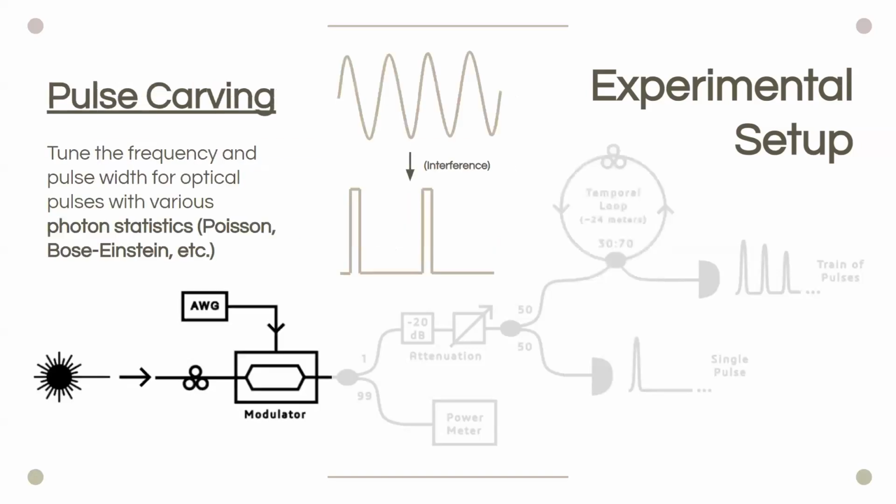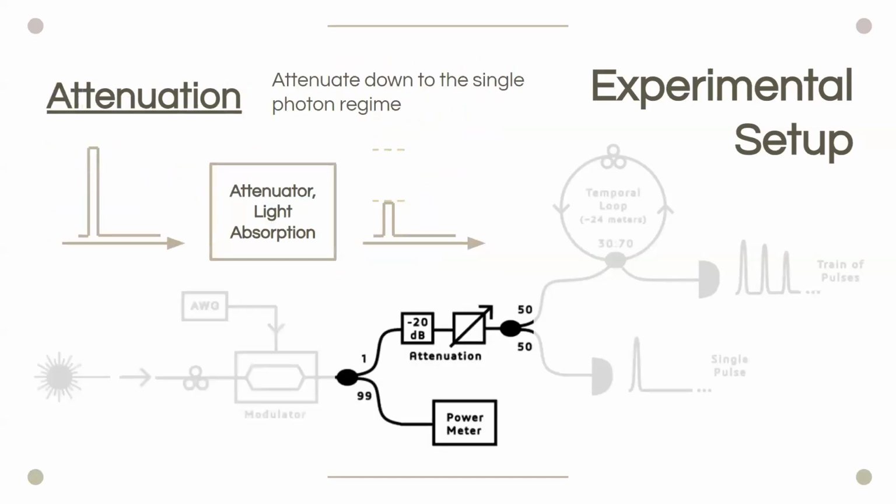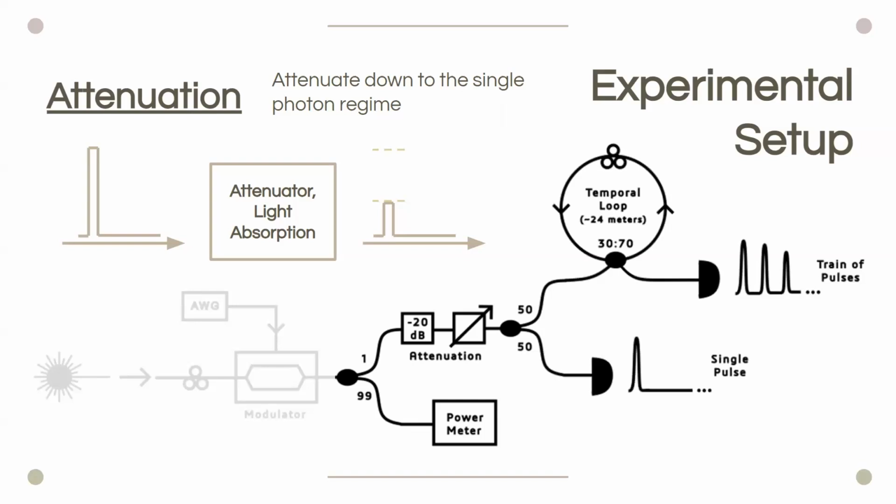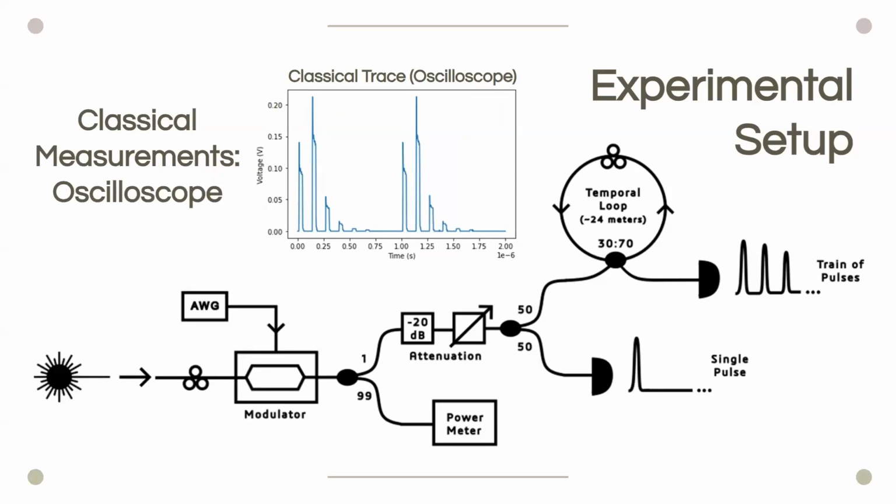fiber for the loop. We also devised a way to carve pulses so that we can use other light sources, such as a thermal source, so that we can use different photon statistics. We also have to attenuate it down to the single photon level. Here we have a 99:1 coupler, which is 20 dB, another 20 dB, and then a variable attenuator. Then we split this off 50-50, one going to our loop, the other going straight to our detector to serve as our control.